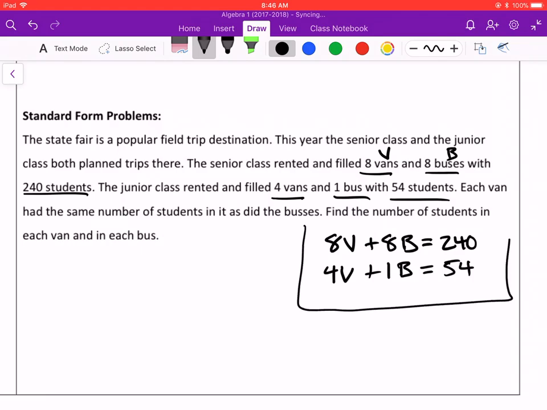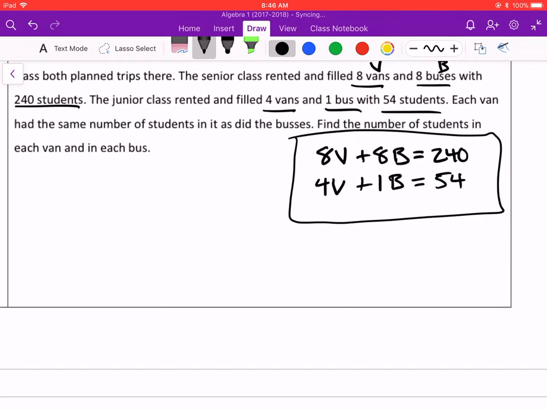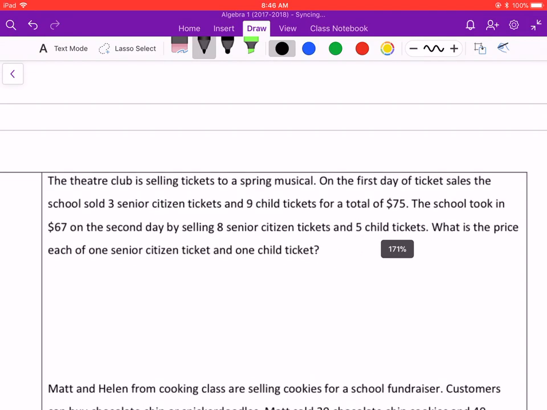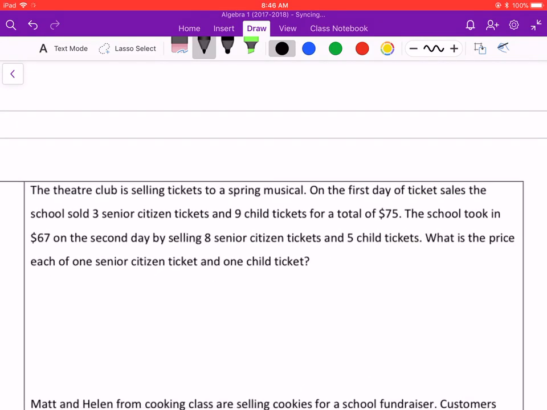So just focusing on writing the equations, there's two standard form equations, right? One variable, a van, another variable, a bus, and then your total, right? Those are standard forms where your variables are on the same side. All right? Okay, so again, here's one talking about the theater club.